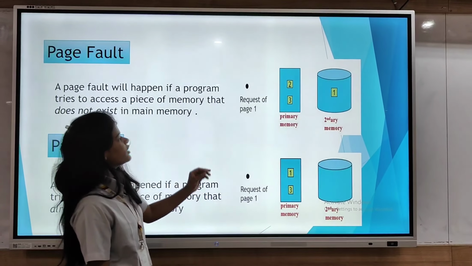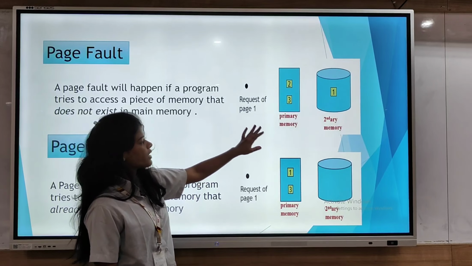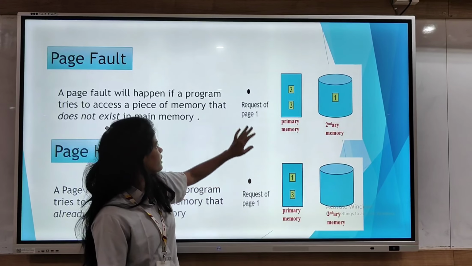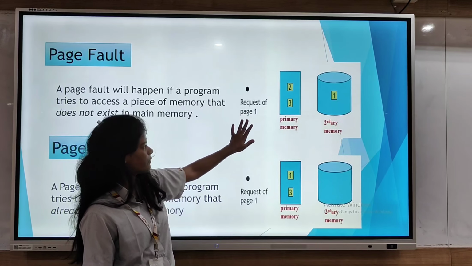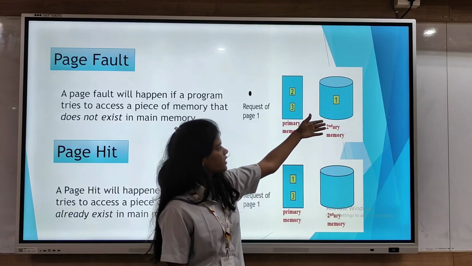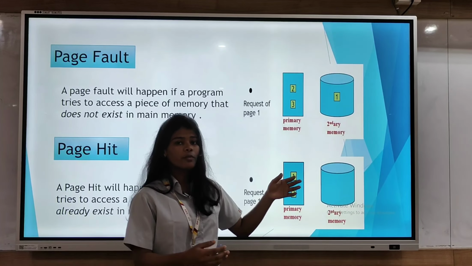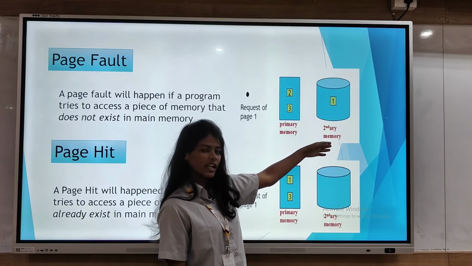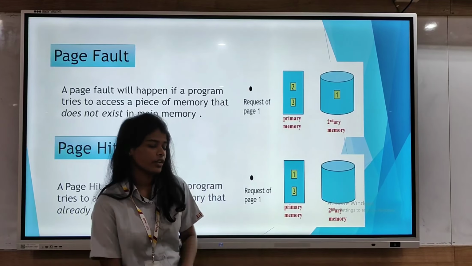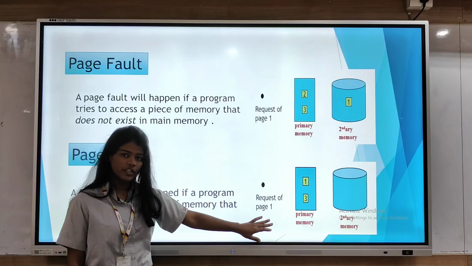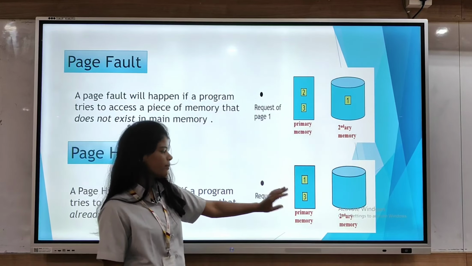Page fault: the page that the CPU wants is not present in the primary memory, and this is the condition of a page fault. See, the CPU wants page 1 and page 1 is not present in the primary memory. So it is present in the secondary memory. For the execution, we have to call page 1 from the secondary memory, and this is the condition of a page fault. Now, what is meant by a page hit? The page that the CPU wants is already present in the primary memory. This is the condition of a page hit.